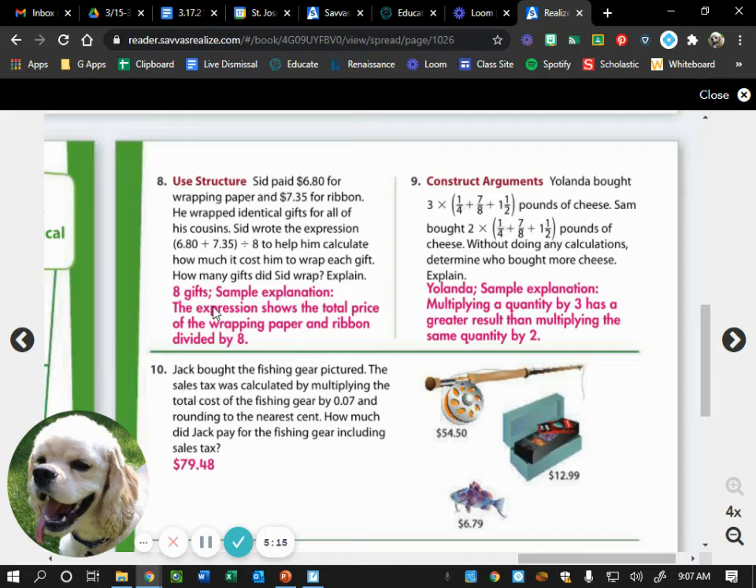And so you could explain this a few ways. You could say, well, I saw he was dividing by 8, so that means he needed to split up the supplies between 8 gifts. You could say the expression shows the total price of the wrapping paper and ribbon divided by 8. So any way you explained it, there were 8 gifts. Yes, Richie? Yes, that works. Were there questions on number 8?